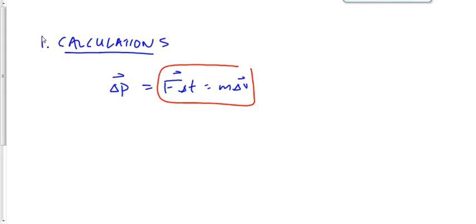Remember that when we have an impulse calculation, it's an impulse calculation because one of 3 things has happened. We were asked for impulse. We were asked for the change in momentum, or the momentum gained, or the momentum lost, or so on. And finally, we were given a force and a time in the same problem.